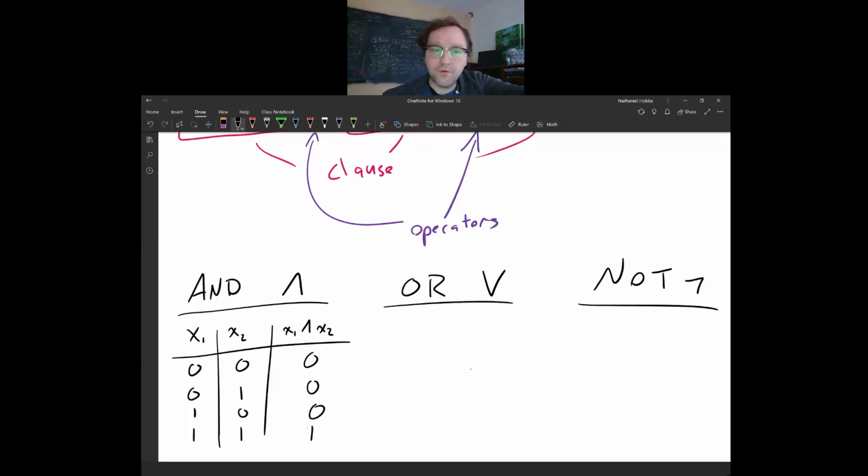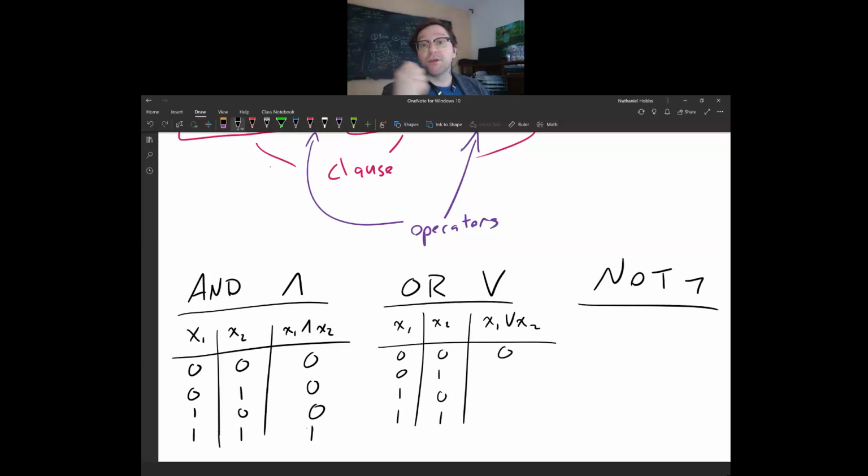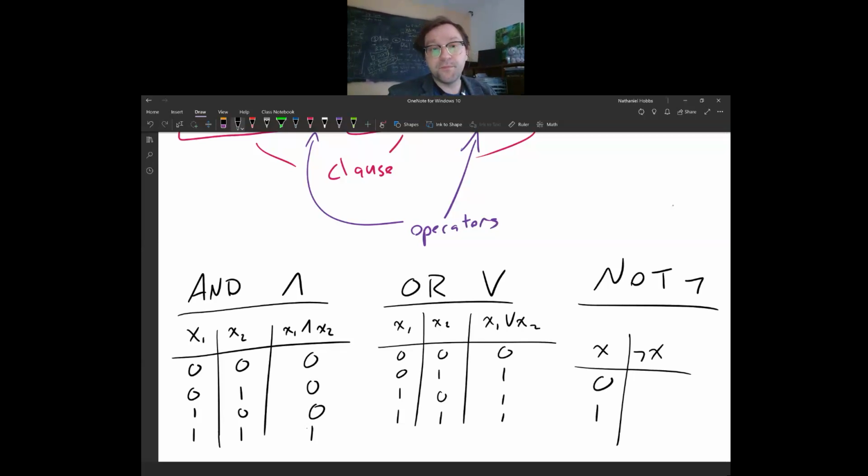The OR operation is similar, except this is true if either one is true. So here that's a 0, 1, 1, 1. And then a NOT just gets applied to a single variable, NOT x. So those are the possible values for x, and then these are the possible values for not x. Okay, so those are the operators.